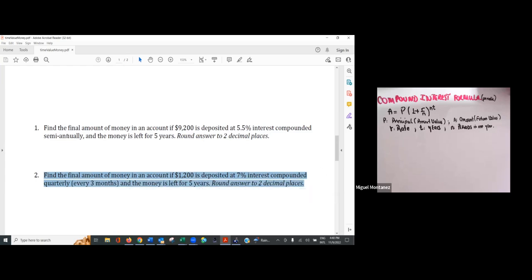5.5% interest compounded semi-annually, initial value $9,200 over a 5-year period. Example number 2, we're going to deposit $1,200 at 7% compounded quarterly. And we're going to see what will be the balance of the account after 5 years. Okay, so let's start with those two examples.